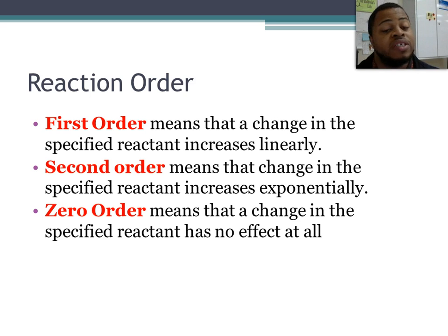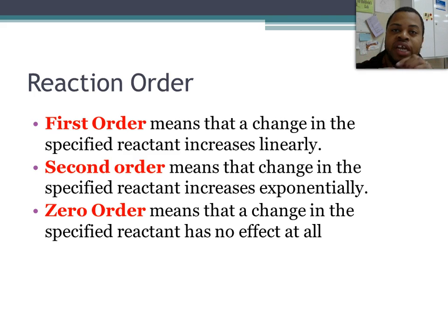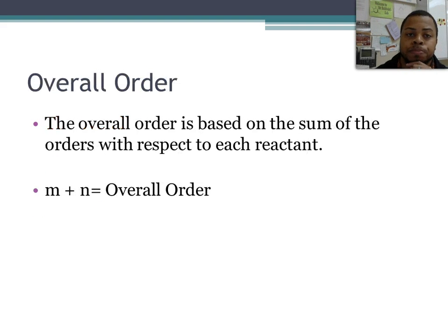Last but not least, if it's zero order, that means no matter how I change the actual concentration of that item, it's still not going to affect the rate. And so in the end, for a zero order reaction, the easiest way to know is they varied it, and the rate stayed exactly the same. It will be zero order with respect to that particular reactant.